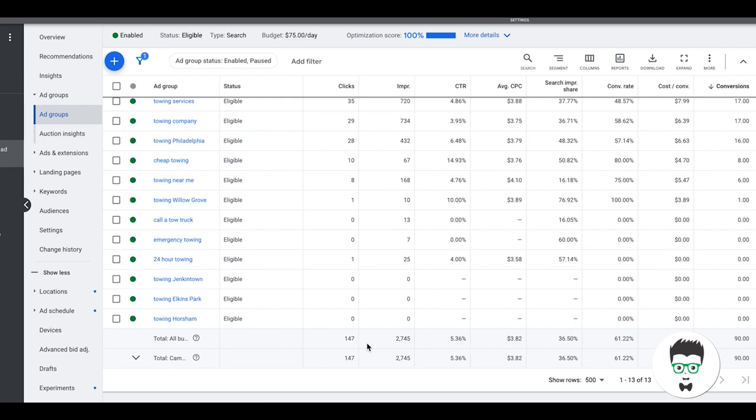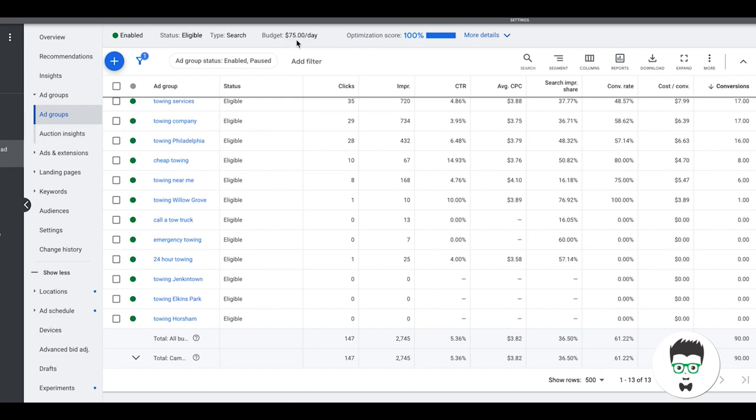And some quick stats here: 147 clicks, 2,745 impressions, 5.36% click-through rate, average cost per click $3.82, and they're only barely scratching the surface of the market. They're only at 36% impression share. Impression share obviously goes to 100, so they're only at 36%. They have a ton more impression share to get more leads if they increase their budget. Right now they're hitting the ceiling because of their budget.